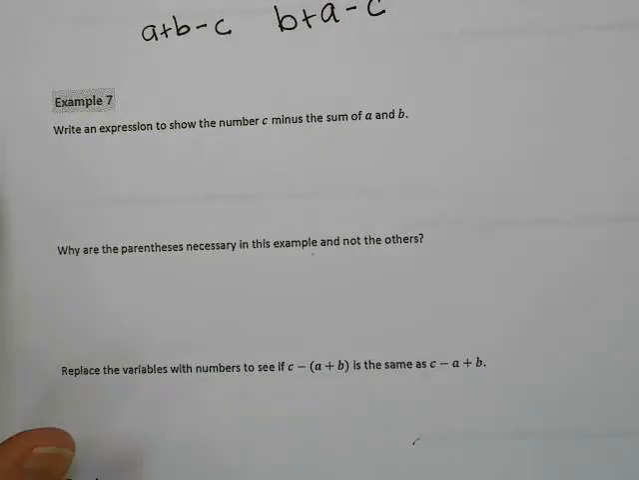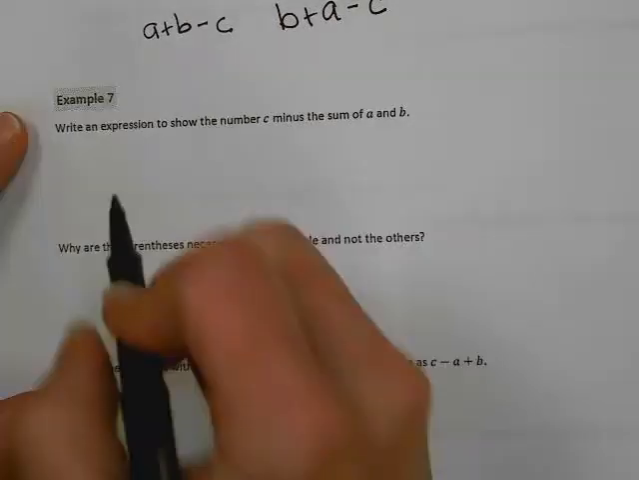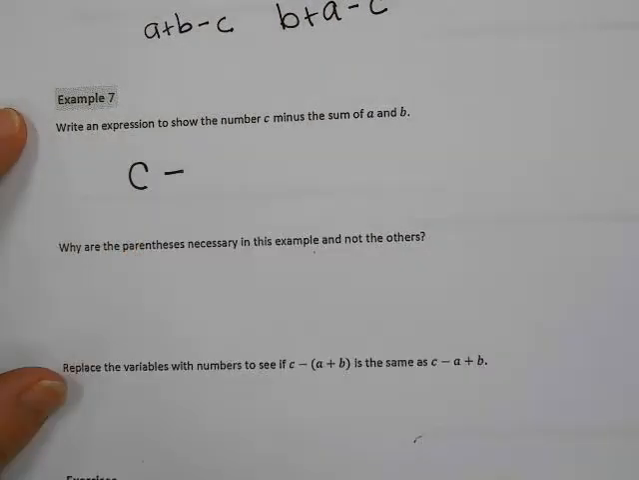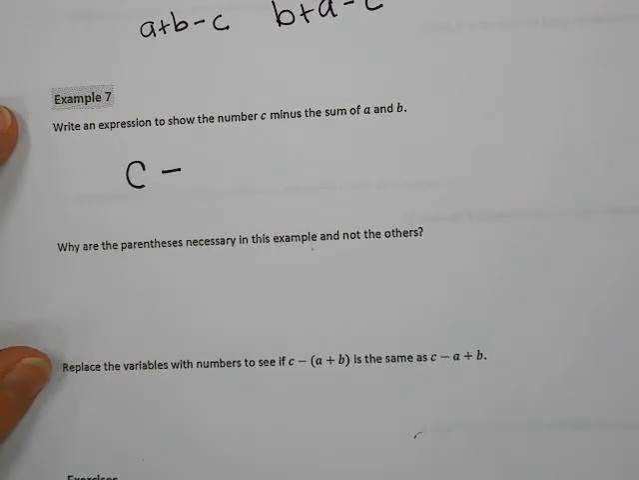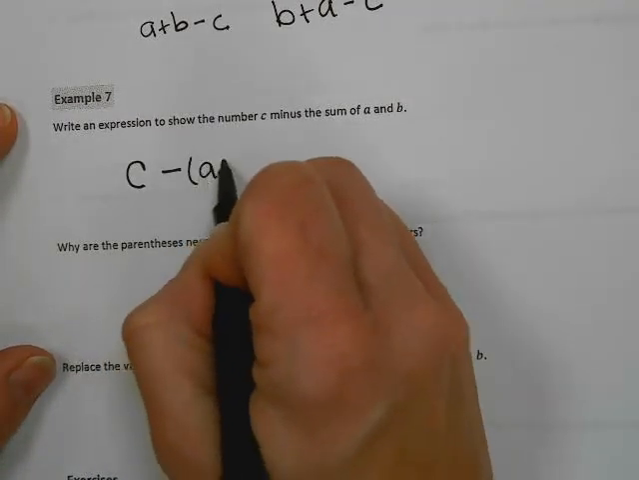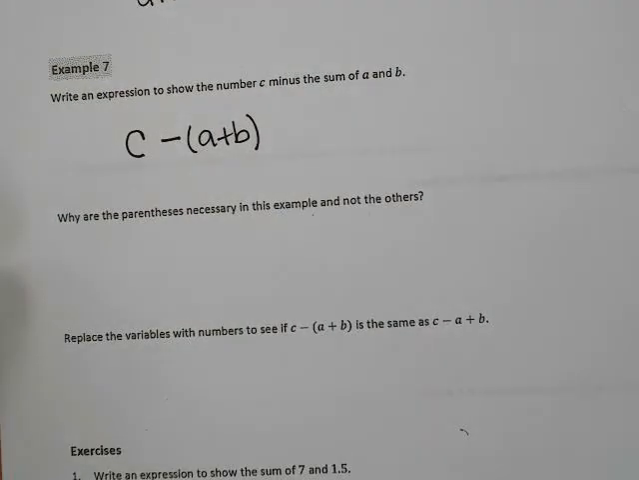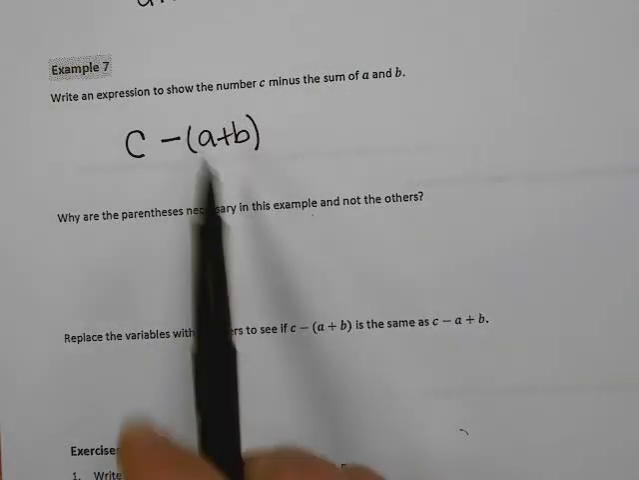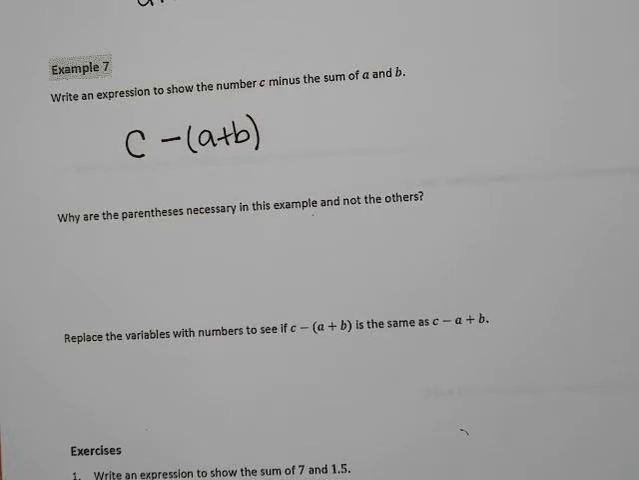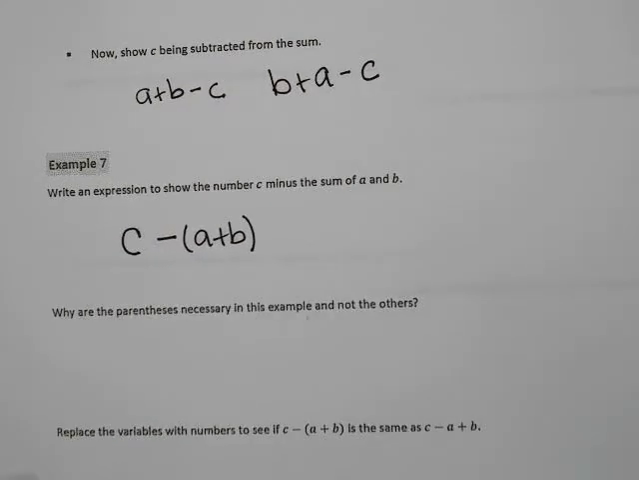Example 7. Write an expression to show the number c minus the sum of a and b. So notice that's different. Now we have the number c minus the sum of a and b. So I'm going to put c minus. Now if I have the sum of a and b, I'm going to need to put that a plus b in parentheses. So let's ask, why are parentheses necessary in this example and not the others? So why would it be necessary that I have parentheses around this a and b? I want you to think about that for a minute. Why are they necessary here, but they were not necessary up in this expression?